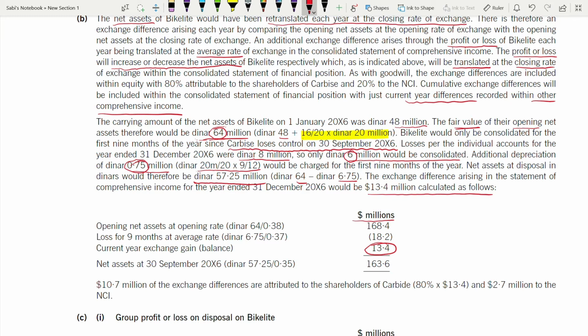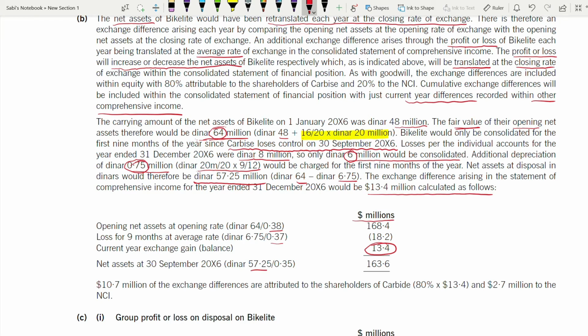Loss, it's an expense, it will be at the average rate. And the current year, that's a balance, so there you don't have to use any rate. The opening rate is 0.38. Average is 0.37. Right? So opening is 64. Loss is 6.75 because we have additional depreciation also in this. So deducted. And then keep a line, keep a space, and then find the net assets. Net assets at 30th September 2006, we have got 57.25.